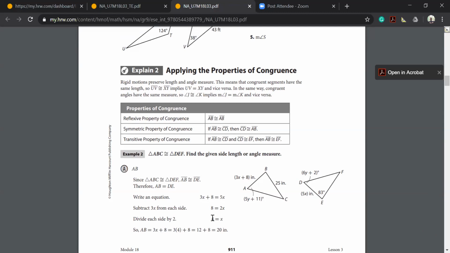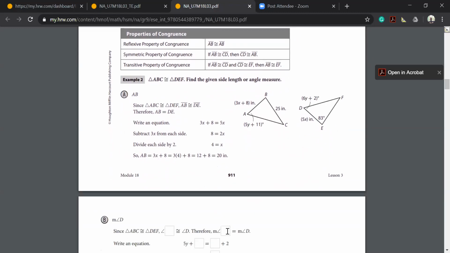Did we finish? Remember what was the question? To find AB. AB is 3x plus 8. So what should I do now? I should substitute x with 4. So AB is 3 multiplied by 4 plus 8. On your calculator, you will find the answer to be 20 inch. Did you see how I wrote inch? Very important. So the answer was 20 inch.